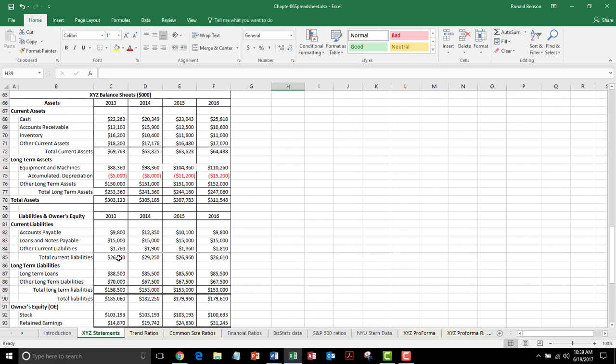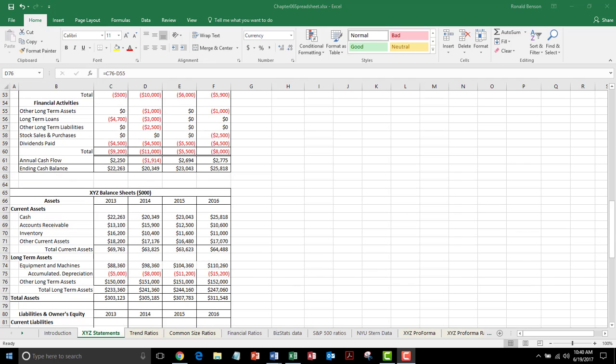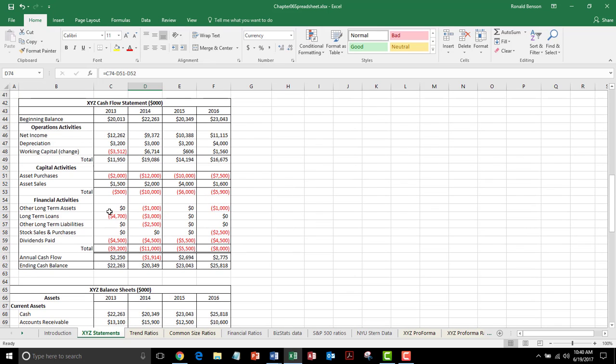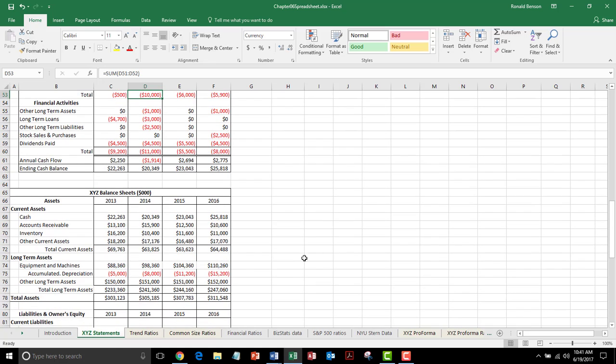And with that, we can total those, and we have current assets and current liabilities. Now let's look at long-term assets. Equipment, machines, for instance, went from 88 to 98, 10 million. That comes from the cash flow statement. Asset purchases, put out 12 million in cash, and we sold some equipment, received 2 million, so we have a net of 10 million. That's the 10 million that caused this change down here from 88 to 98.